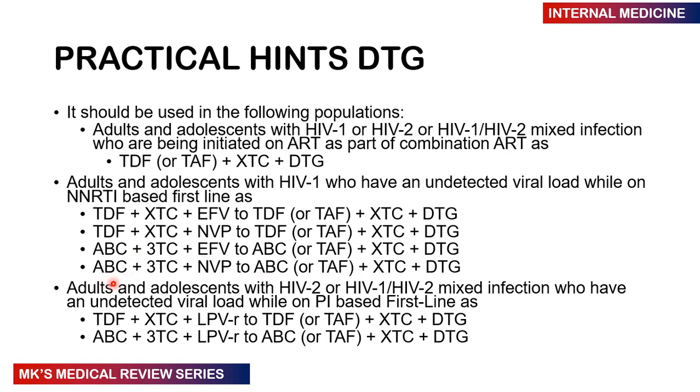Then in adults and adolescents with HIV-2 or the mixed infection who have an undetectable viral load whilst they are on protease inhibitors as the first line, for example, patients that were on TDF, XTC, and boosted lopinavir, then of course, we can continue them on our first line regimen. And those that were on an ABC regimen, we continue them on an ABC regimen, but we substitute the boosted lopinavir with our dolutegravir.